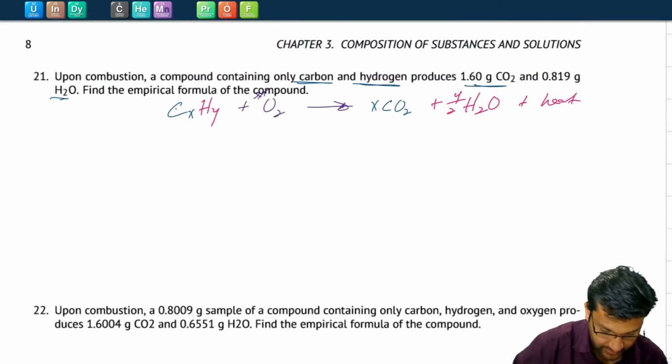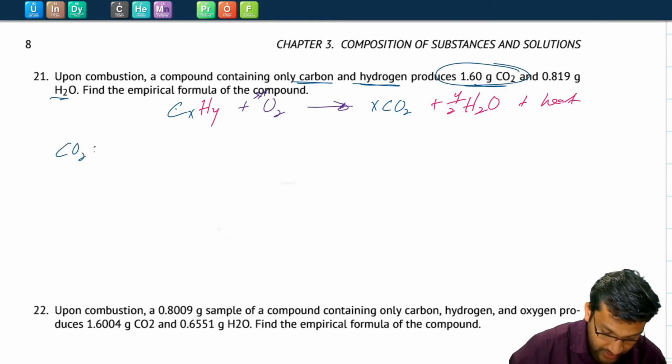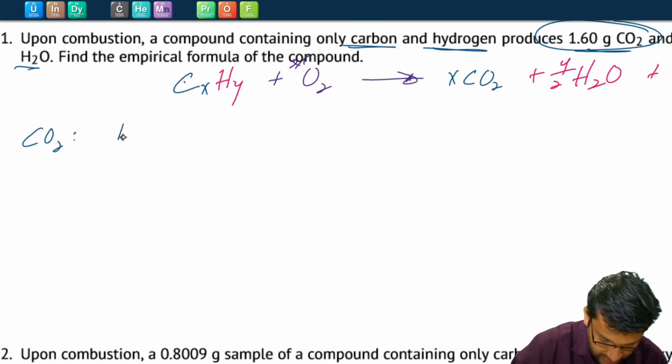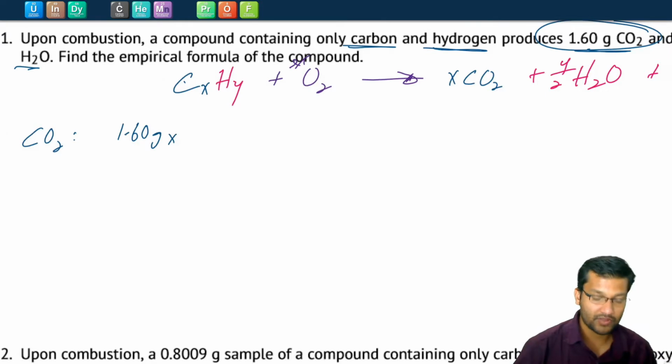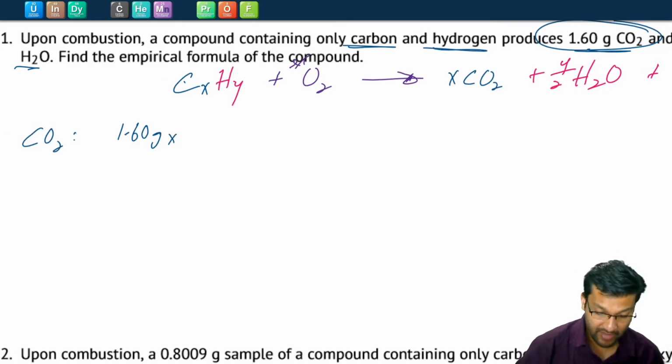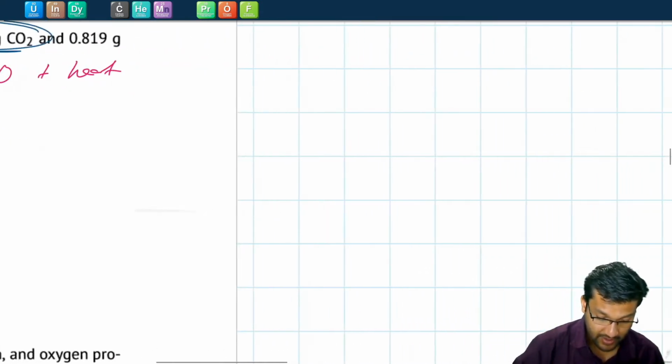Let's start with carbon dioxide. So blue for carbon dioxide. We ended up with 1.60 grams of CO2, but we need to figure out the number of moles. So we just divide by the molar mass of carbon dioxide.